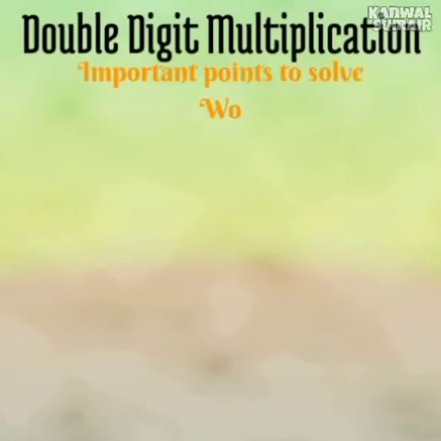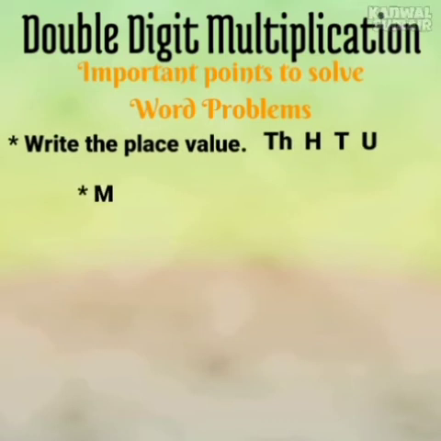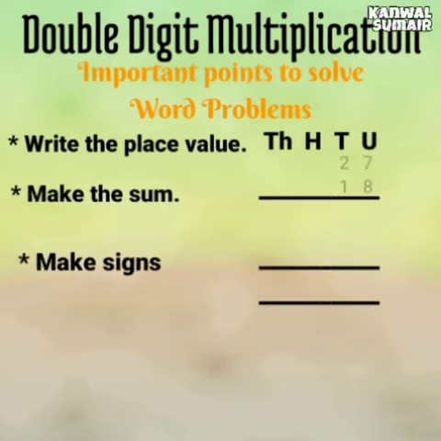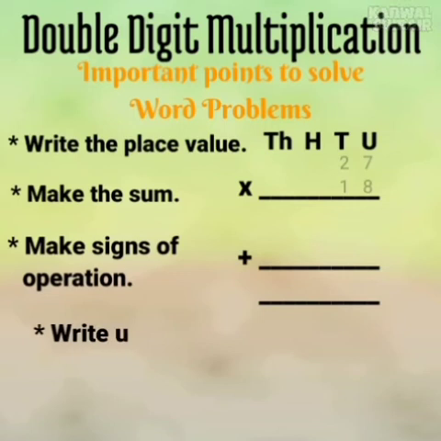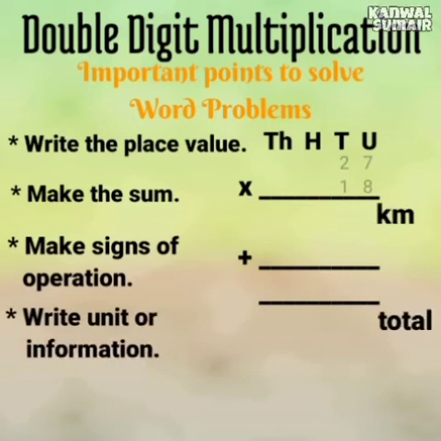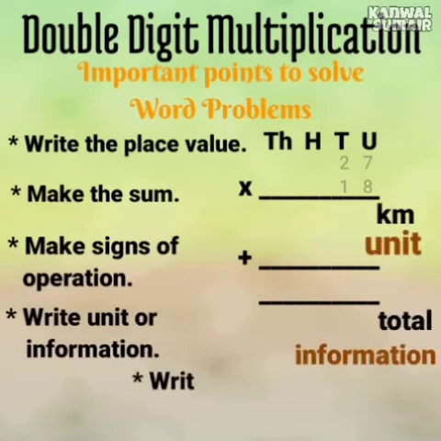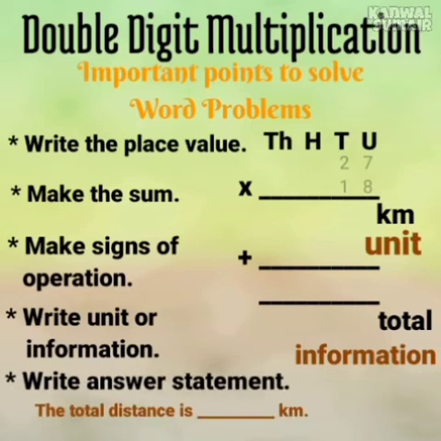These are the 5 important points to follow while solving the word problems. First of all, write the place value, then make the sum. After it, make signs of operation. Then write unit or information. In the end, write the answer statement.